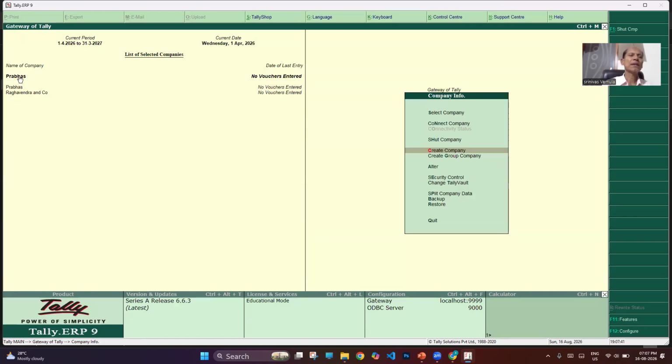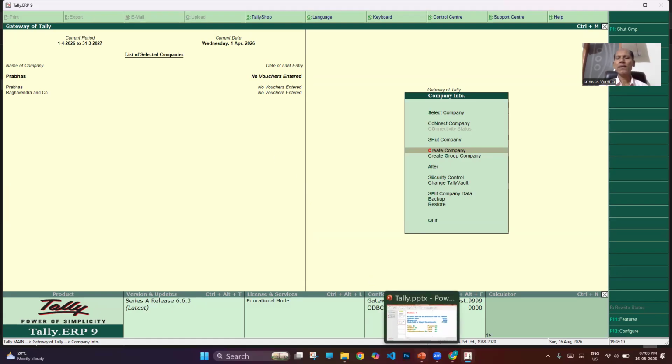It is showing in bold. So till now we have not created any vouchers. Listen to me. In Tally, there are mainly three steps. One is company creation. The second is ledger creation. The third is vouchering. That's it.